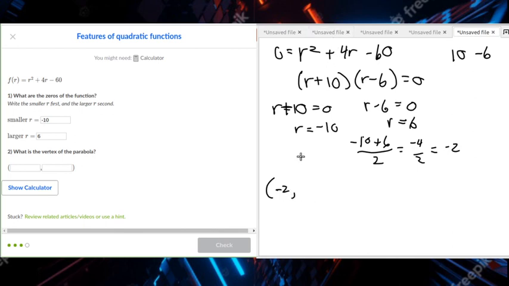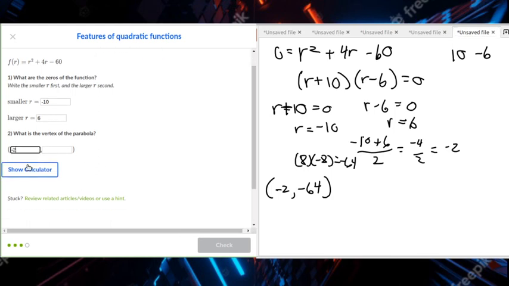So it's going to be 8 times negative 8, and again, if these numbers don't look similar, we've obviously done something wrong, so that's going to be negative 64. So negative 64. Negative 2, negative 64.